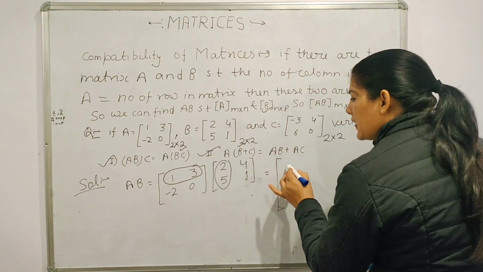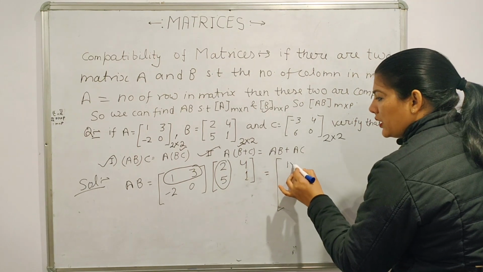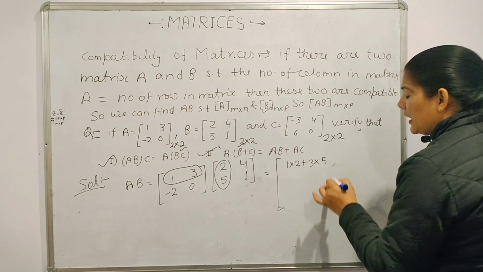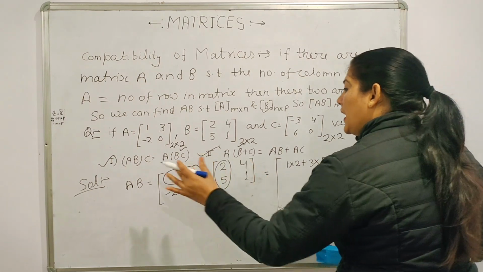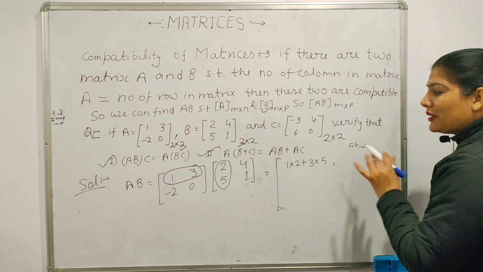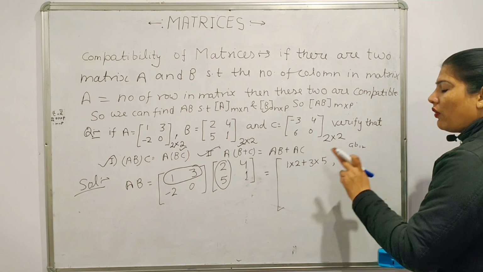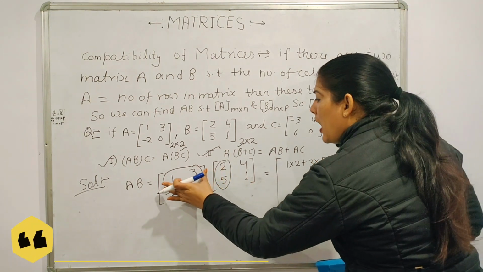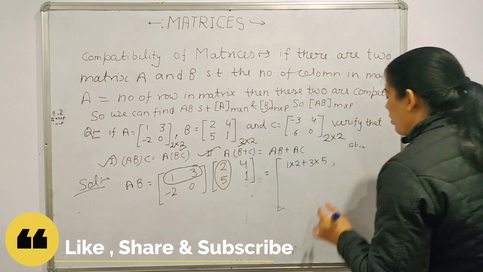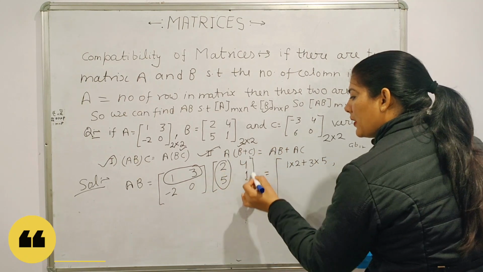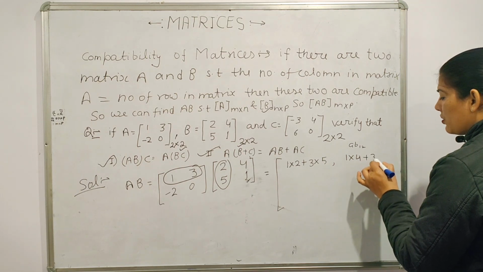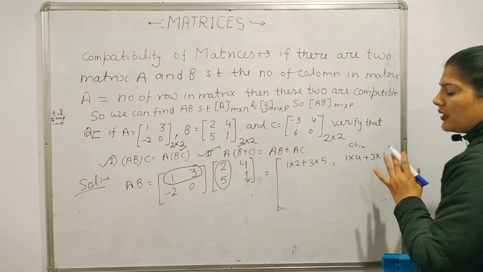So the first element of AB will be 1 into 2 plus 3 into 5. Now, when you are going to find AB 1, 2, that means this is the second element of the first row. How can you find this? You have to multiply the first row by the second column, so the product will be 1 into 4 plus 3 into 1. That's how you can find the second element.